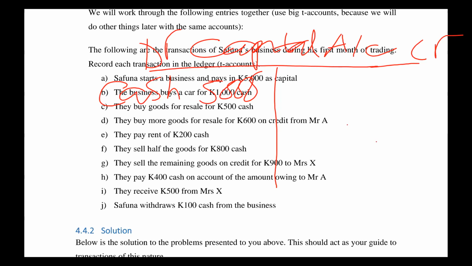Is the capital account involved in this? Yes or no? No. The capital account is not involved, so the transaction will not be recorded. You skip.